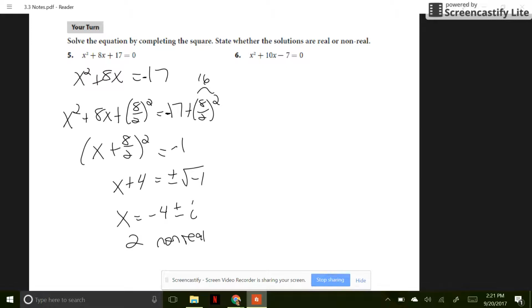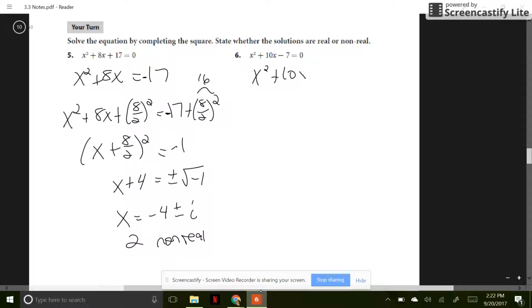All right, we're going to work through another example of completing the square. So again, the first thing we need to do is move our constant term over to the other side. So 10x squared plus 10x is equal to positive 7. Now we will need to add our b over 2 squared term to both sides.